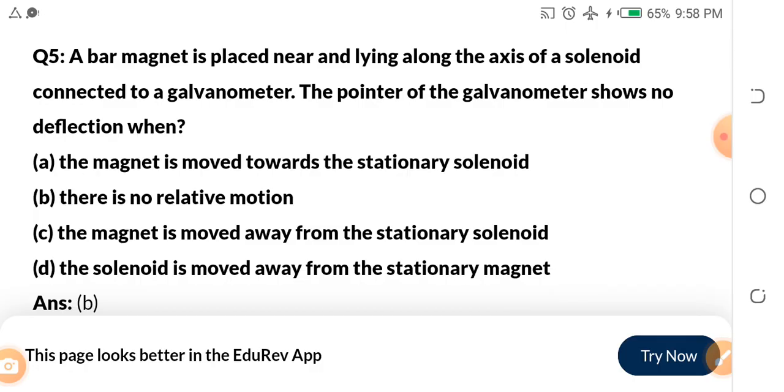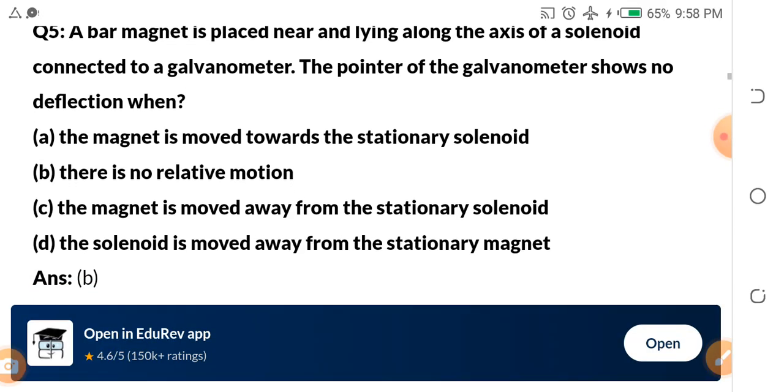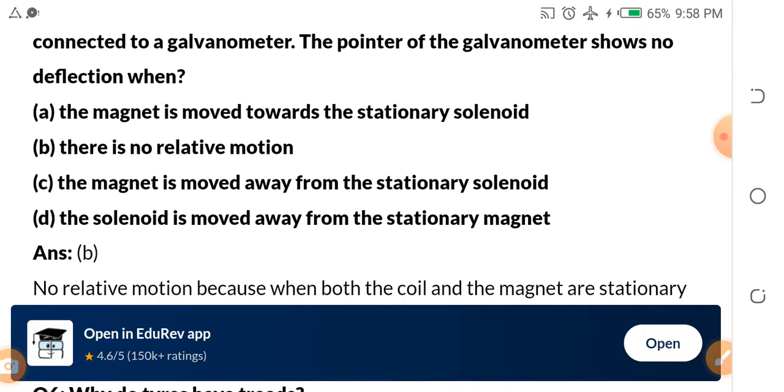Okay? A bar magnet is placed near and lying along the axis of a solenoid connected to a galvanometer. The pointer of the galvanometer shows no deflection when A, the magnet is moved toward the stationary solenoid. B, there is no relative motion. C, the magnet is moved away from the stationary solenoid. D, the solenoid is moved away from the stationary magnet.